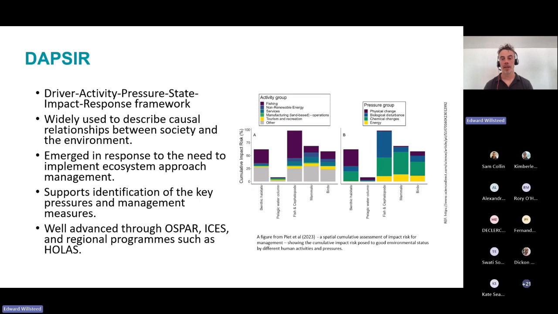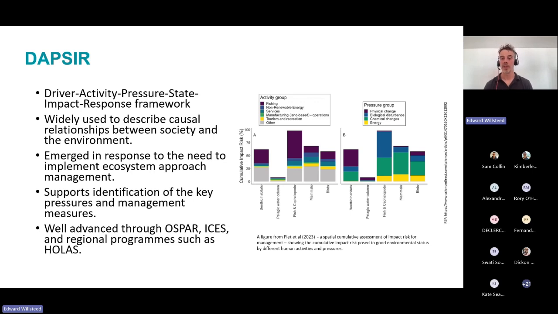The second category are DAPSA approaches. Now, DAPSA, driver, activity, pressure, state, impact, response frameworks have been used widely as a conceptual framework to understand causal relationships between society and the environment. Now, DAPSA goes a step beyond impact mapping by putting greater focus on the relationship between a pressure and valued components of the environment. And the other point to flag here is that DAPSA was also explicitly designed to support implementation of the ecosystem approach. So it doesn't have those limitations which are linked to the narrower perspectives applied by EIA type approaches.